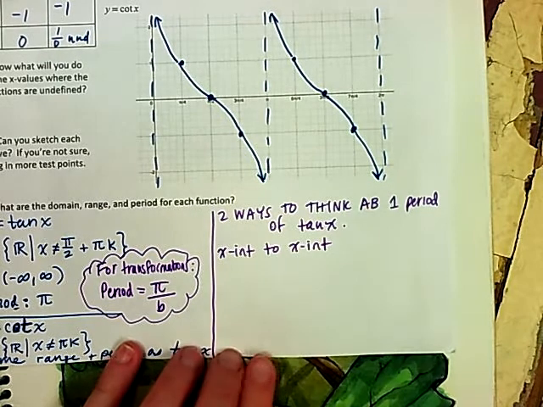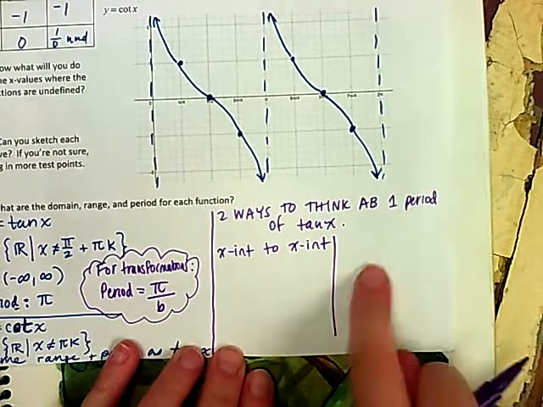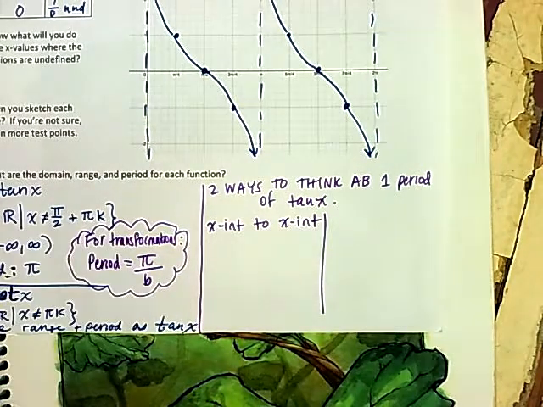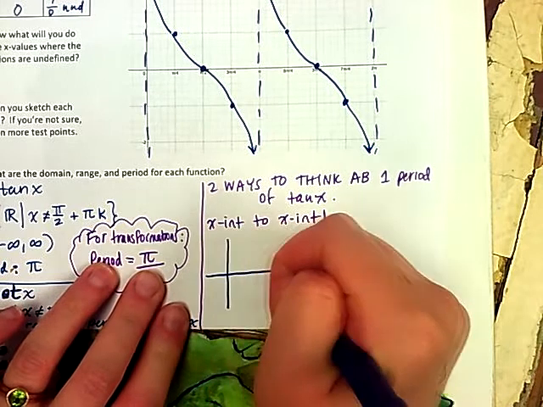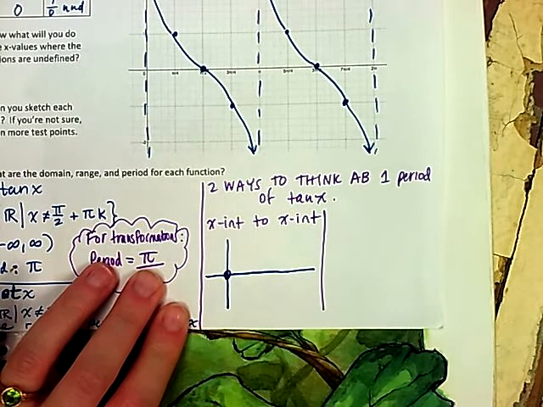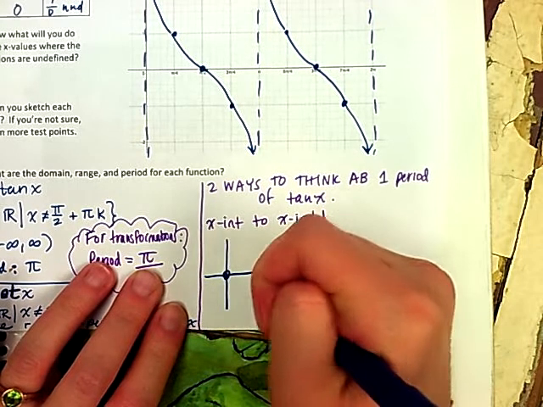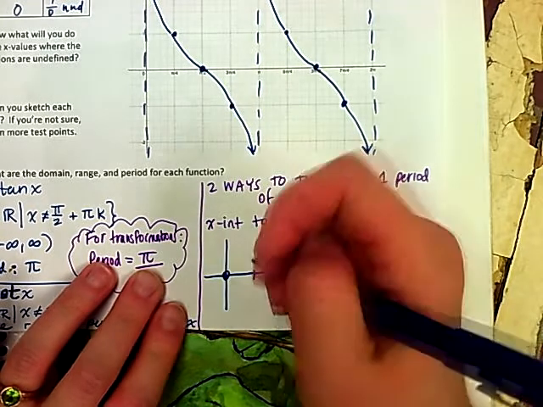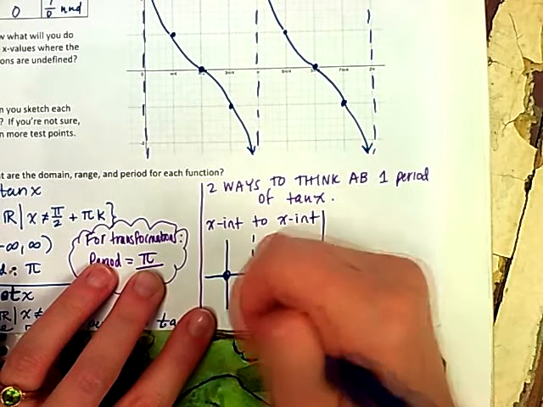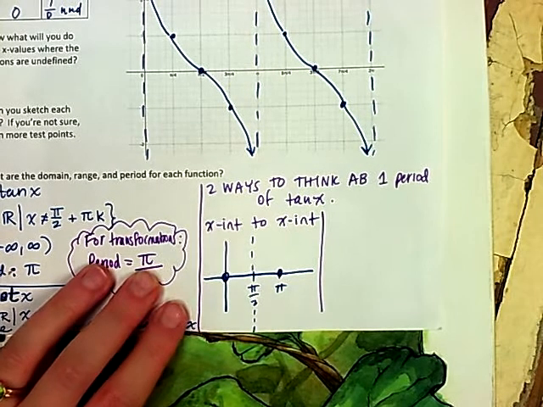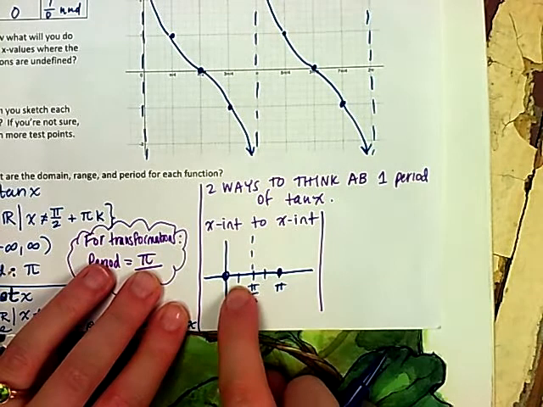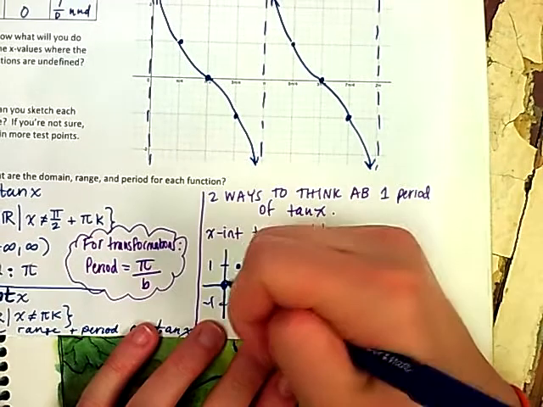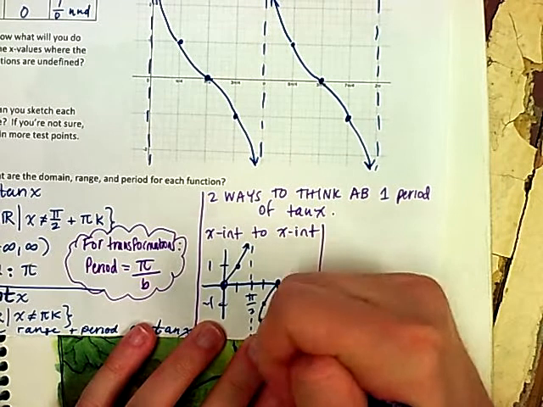Maybe I'll split it like this. So we'll do one little graph here and one little graph here. I'm going to use a different color. So we know we have an x-intercept at 0, 0, and then I know there's another one pi later, and I know there's this asymptote at pi over 2. Then I can visualize the quarter points, this is first quarter and third quarter, and I know I'm going up, so this is 1 and -1.